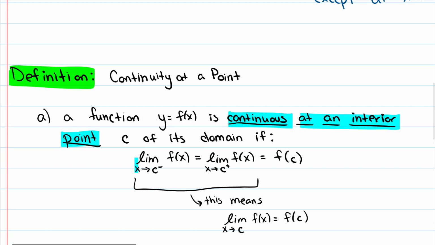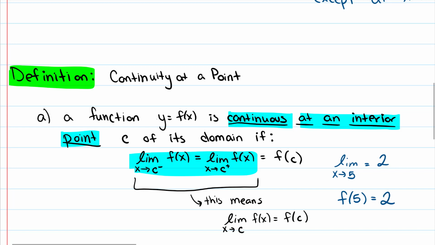Let's take a minute to remember what this part of it means. If the limit from the left is equal to the limit from the right, that just means that the limit exists at the point. So all we need to determine is whether the limit output is equal to the function's output. For example, if the limit as x approaches 5 is equal to, say, 2, then f of 5 also has to equal 2.